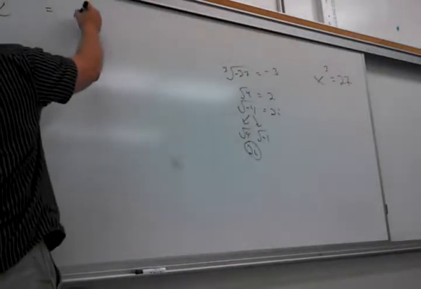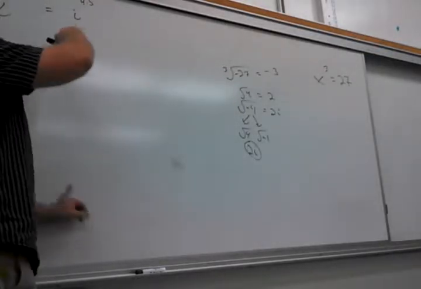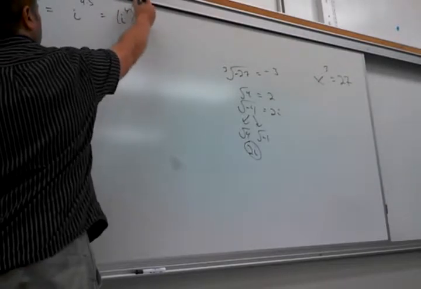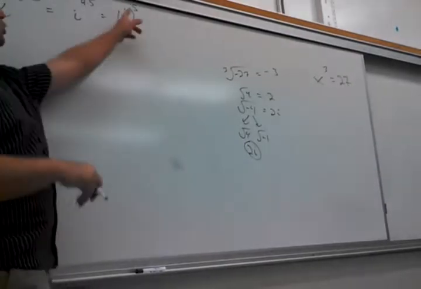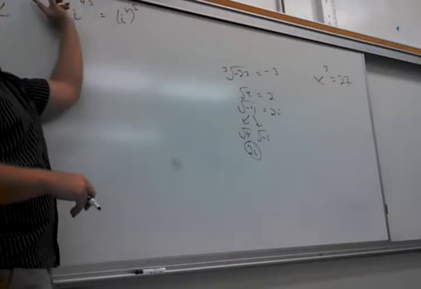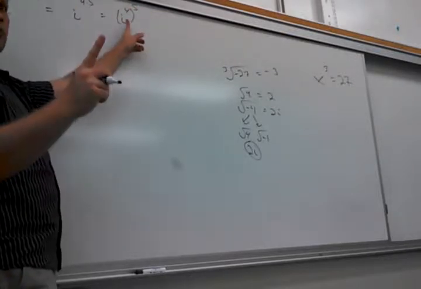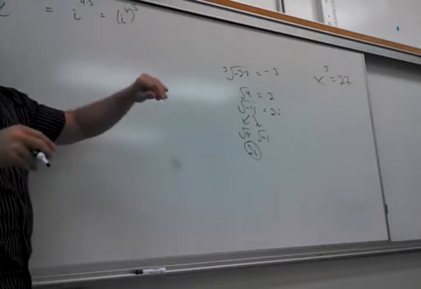So I would do it like this: i to the 4 times 5. I mean, you could do i to the 4th to the 5th. Is that cool? You see that? Because what would you do with these powers? i to the 4th is 1. And 1 to the 5th is 1. 1 to any power is 1, right?